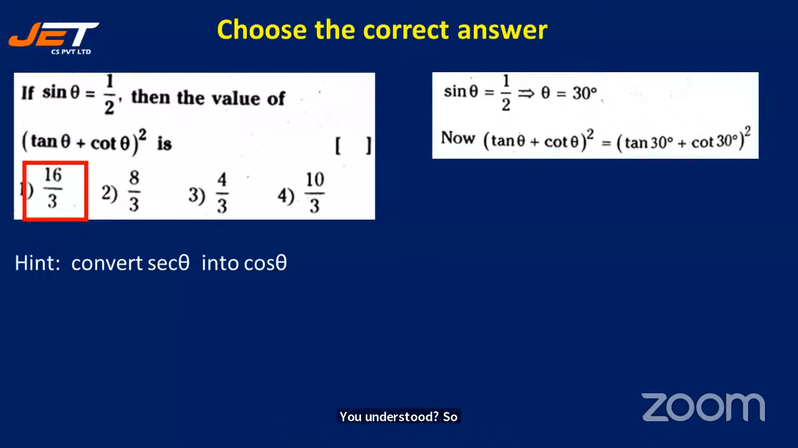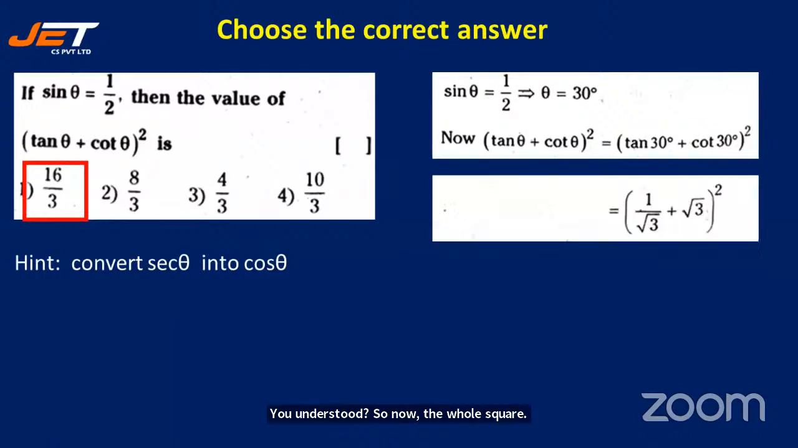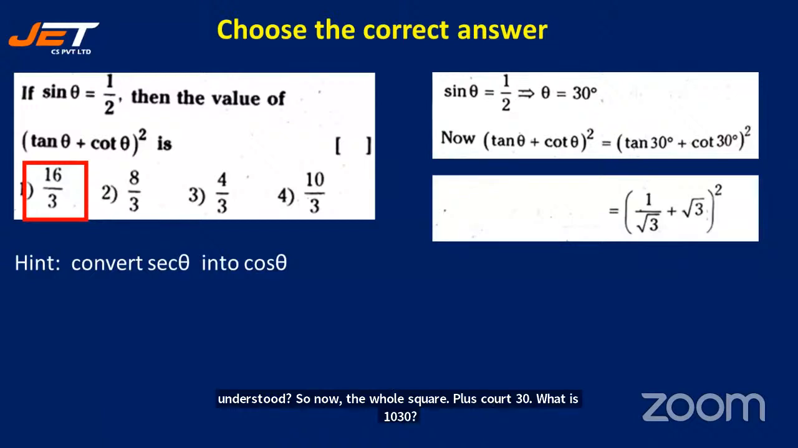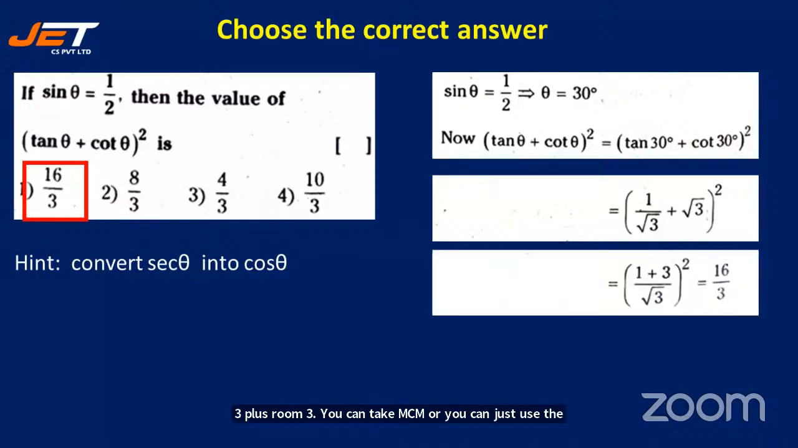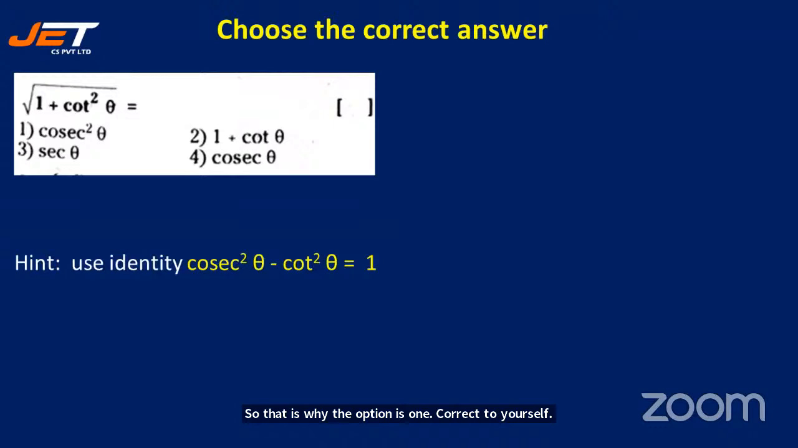So now tan theta plus cot theta, the whole square. All right. So tan 30 plus cot 30. What is tan 30? 1 by root 3, plus cot 30 is root 3, isn't it? So this you should know the value. So you would have learned the value. So just 1 by root 3 plus root 3. You can take LCM or you can just use the identity (a plus b) the whole square. Using that identity, if you do, you get 16 by 3. So that is why the option is 1. All right, students? Yes, those who have made mistakes, please correct yourself. All right, with this, let's very quickly move on to the next one.